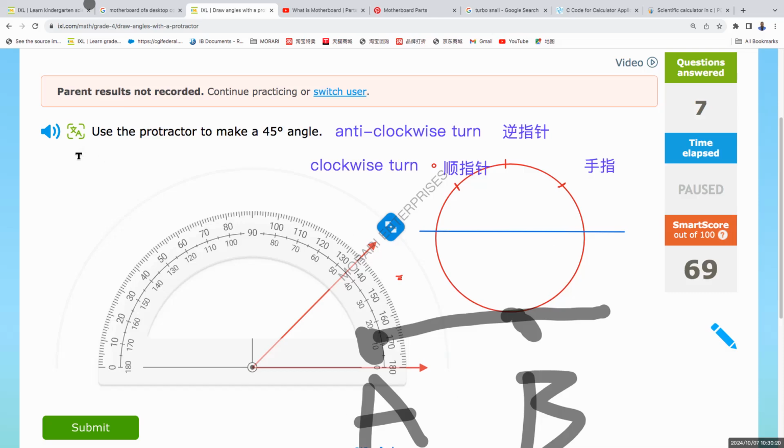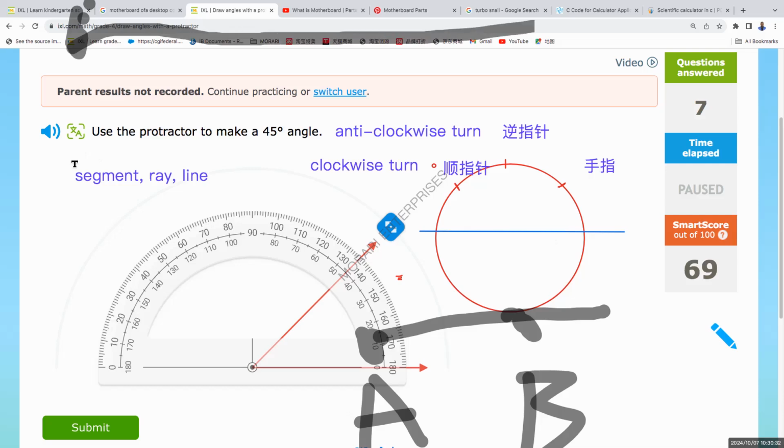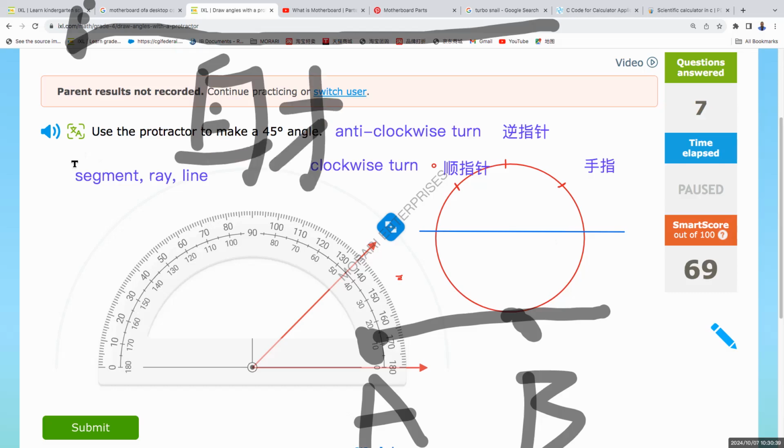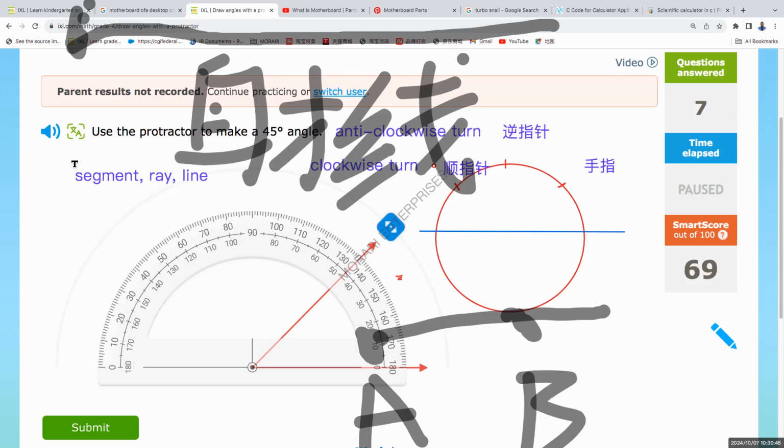A ray. So you have a segment, a ray, and then a line. That's a ray. So you have segments, rays, and lines.